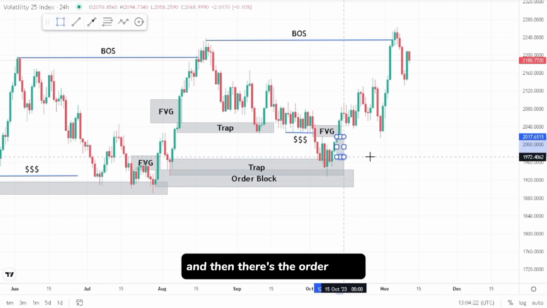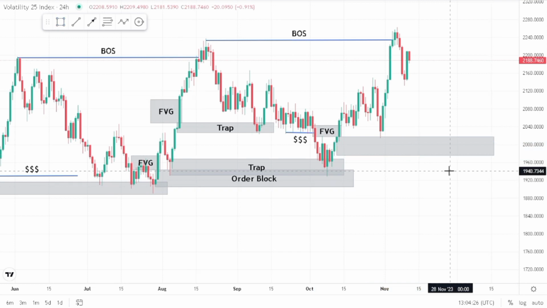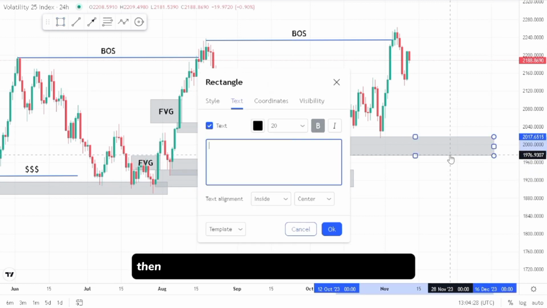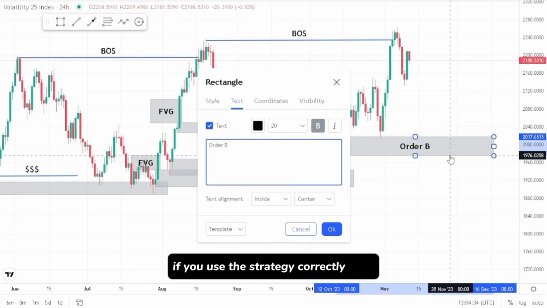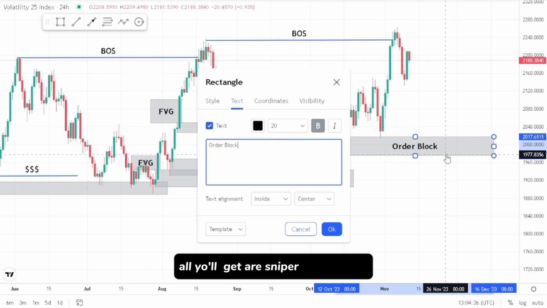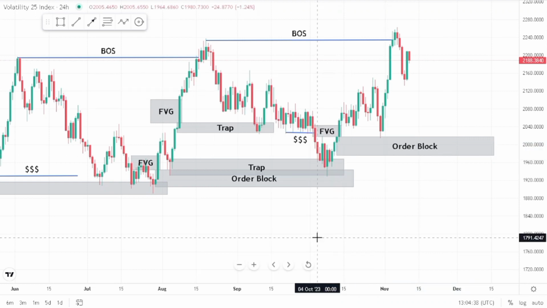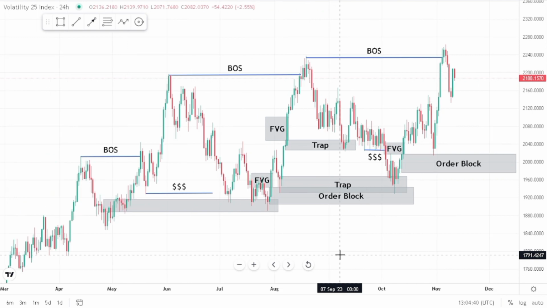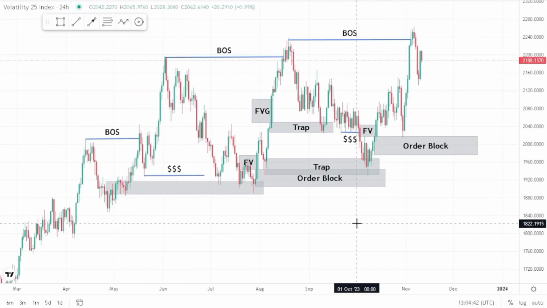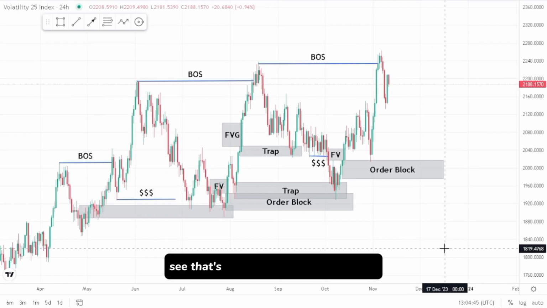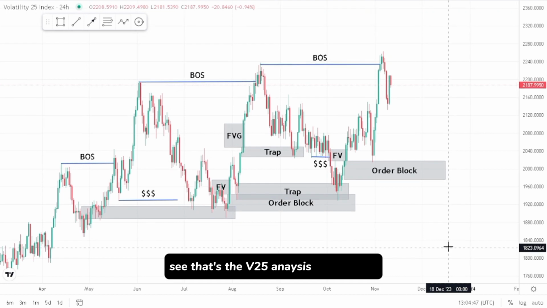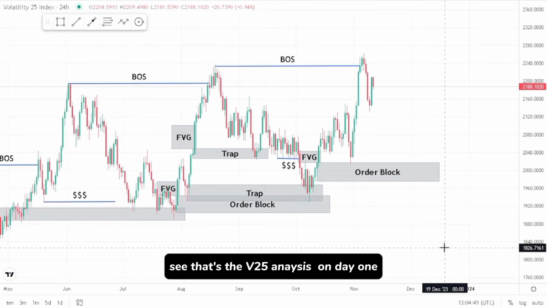And then there's the order block there, which price just tapped onto and then continued up. If you use the strategy correctly, guys, all you get are sniper entries, guys. See, I mark my order block. See, that's the V25 analysis on day 1.